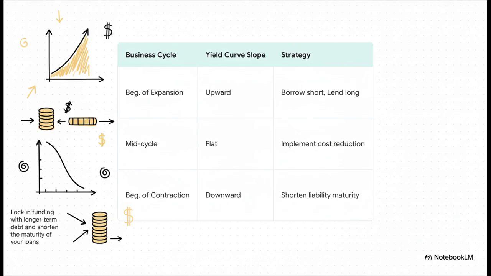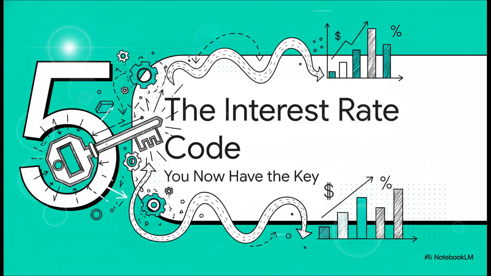So what does this mean for us? Well, it's like a playbook for navigating the economy. When the curve is steep and upward sloping, it's often a good time to borrow money using short-term loans and lend out money with long-term loans. But the second that curve starts to flatten or invert, whoa, time to flip the script. You want to lock in your own borrowing for the long haul and only lend out your money for the short term.